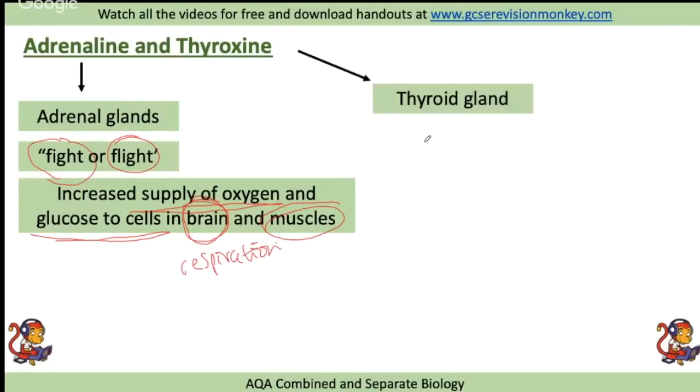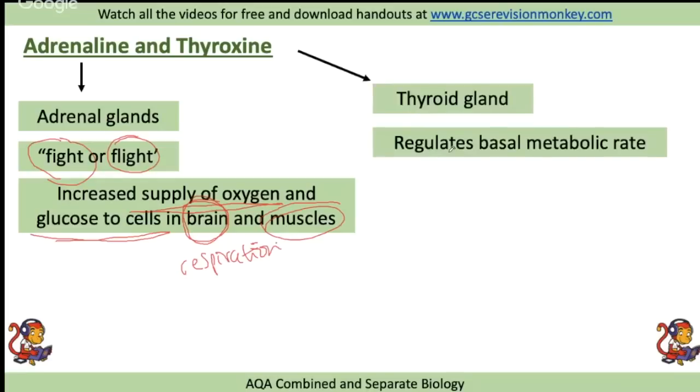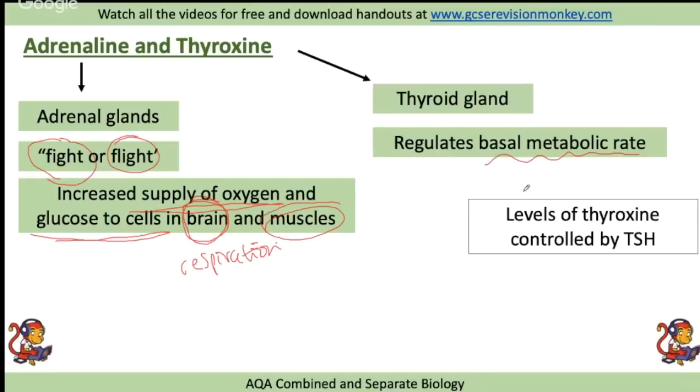Thyroxine is produced by the thyroid gland, and that controls your basal metabolic rate, so your resting metabolic rate. And the levels of thyroxine are controlled by TSH, thyroid stimulating hormone. And this hormone can control the levels of thyroxine in your body, because you need to control your basal metabolic rate. And again, you will have a negative feedback cycle.